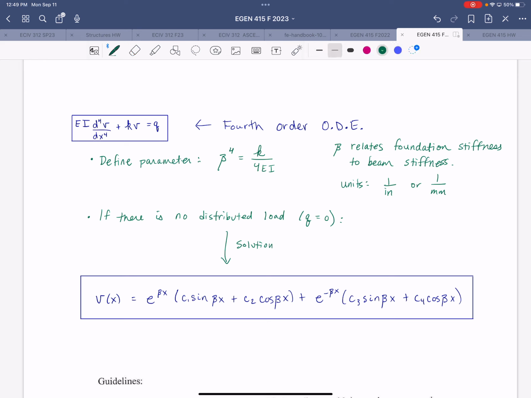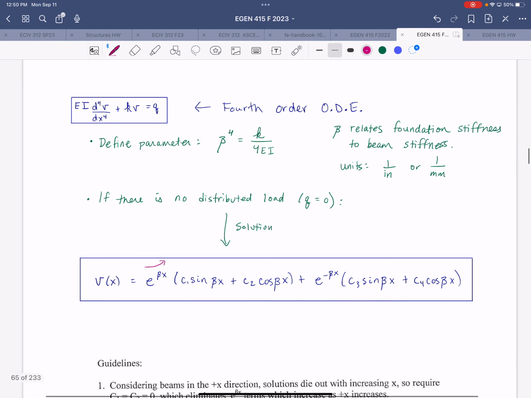So the first term essentially represents a solution that increases with x, or increases with beta times x, technically. That's not very realistic to our problem, because if the beam is deflecting downward, the soil is deflecting downward. So the practical portion of our solution is actually this second term, where the function is decreasing with x. So that's the one that we're going to end up focusing on.